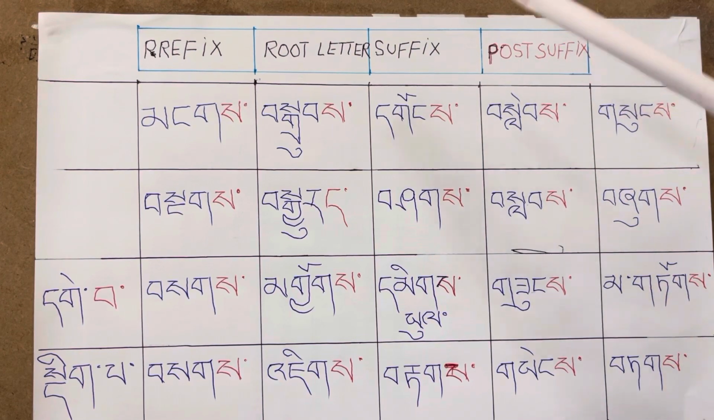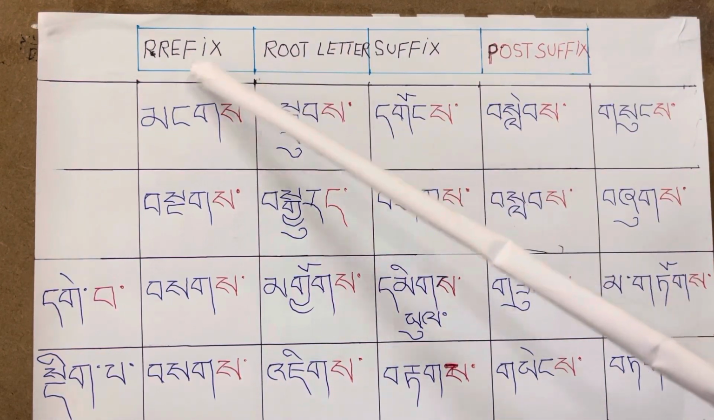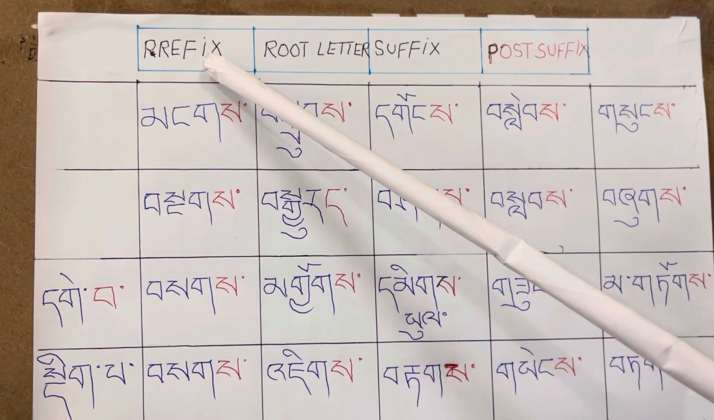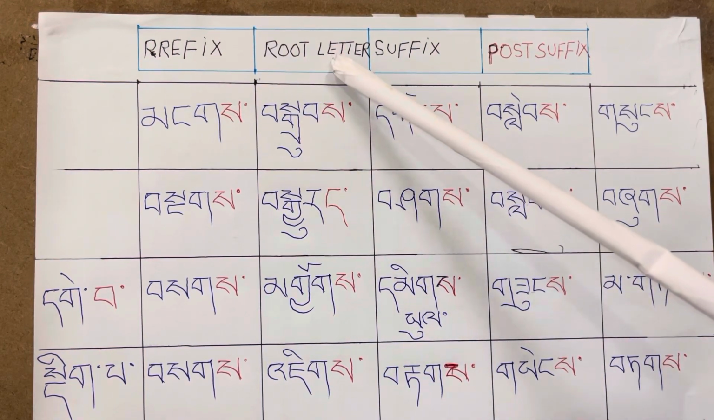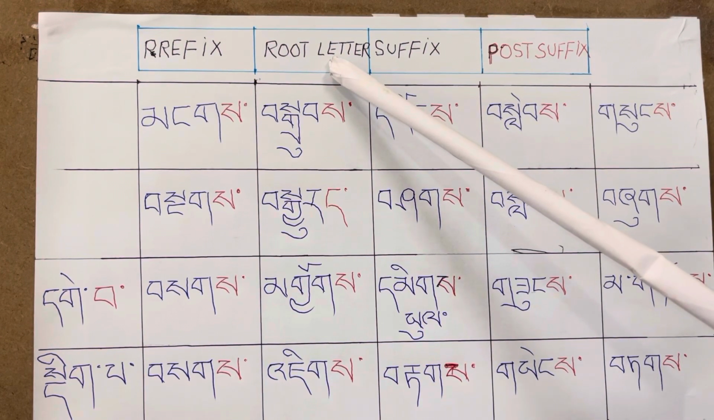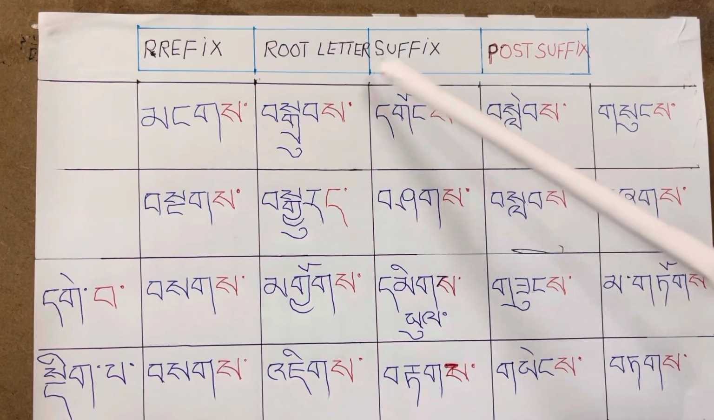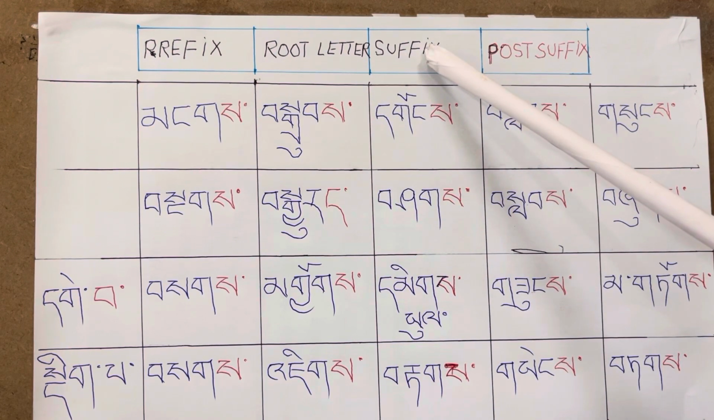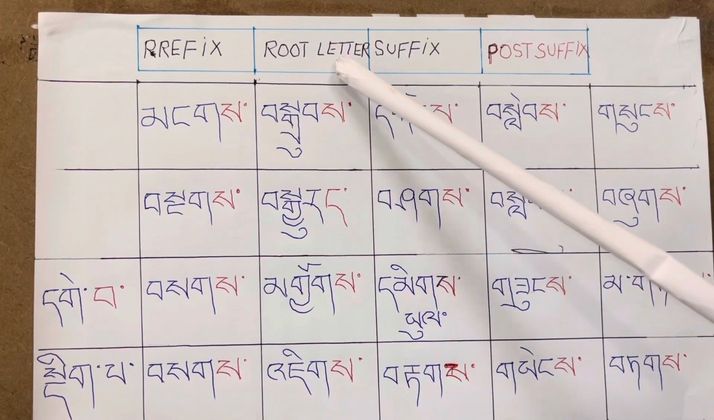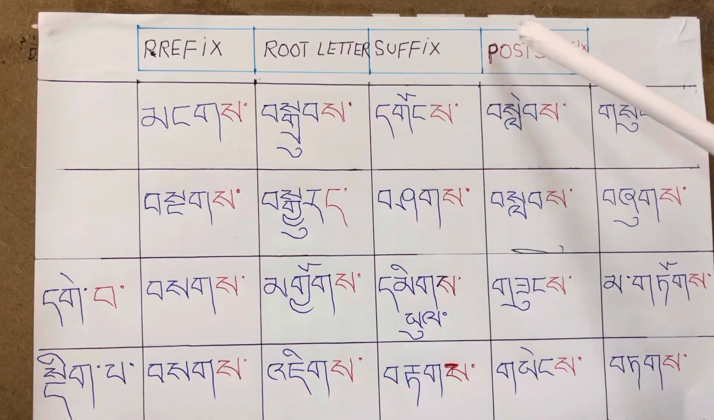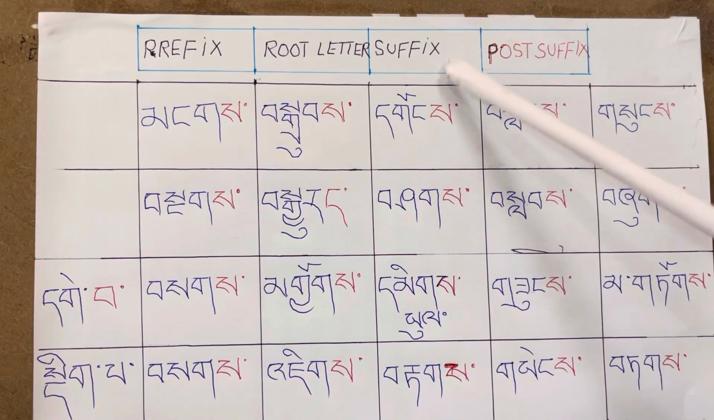So the first comes prefix, which remains silent. The root letter, which is to be pronounced, and where we add vowels and superscript and subscript. And suffix, the letter which follows the root letter. And the post suffix is a letter which comes after suffix.